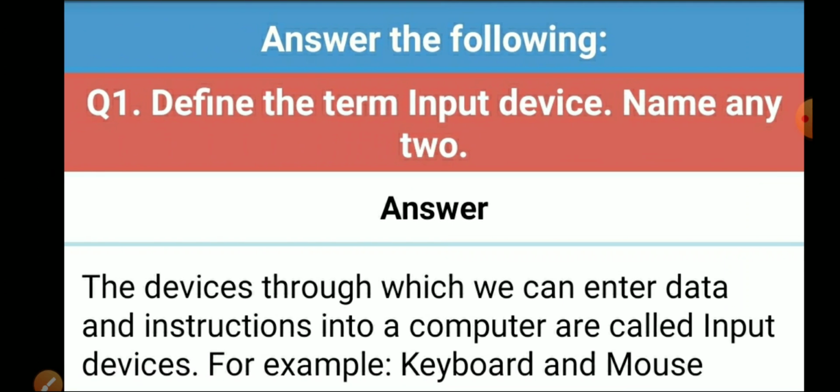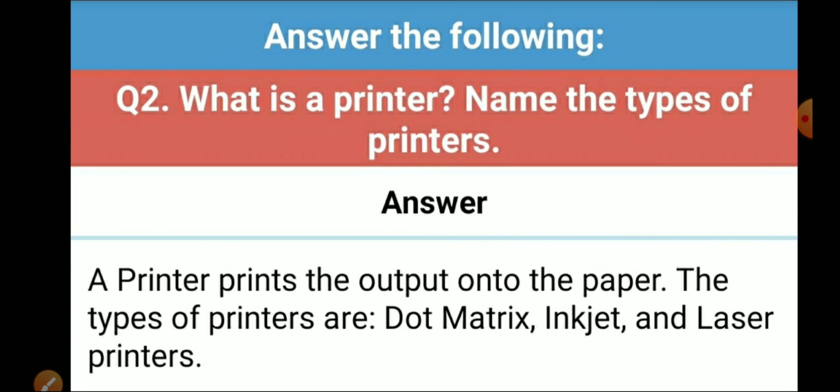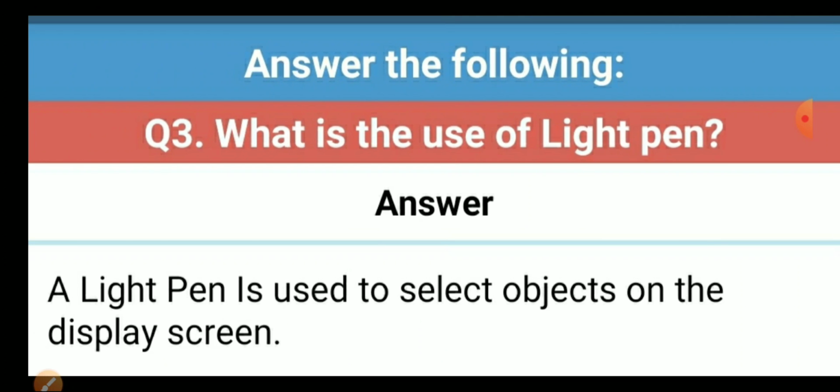Now question answers. Define the term input devices. Name any two. The devices through which we can enter data and instructions into the computer are called input devices. For example, keyboard and mouse. What is a printer? Name the types of printer. A printer prints the output on a paper. The types of printer are dot matrix, inkjet and laser printer.